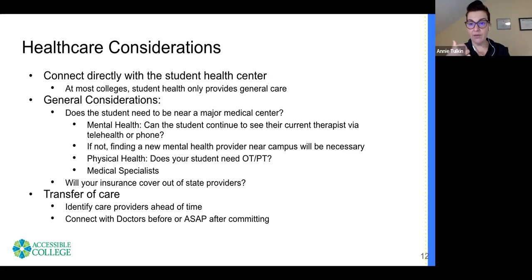So identifying care providers ahead of time, connecting with doctors before or as soon as possible after committing to the school. It can take a number of months for a student to even get in to see a doctor. I think we've all experienced that when you're trying to become a new patient. So you really want to hit the ground running and connect with those doctors so that your student can have that link prior to starting school at the end of August.